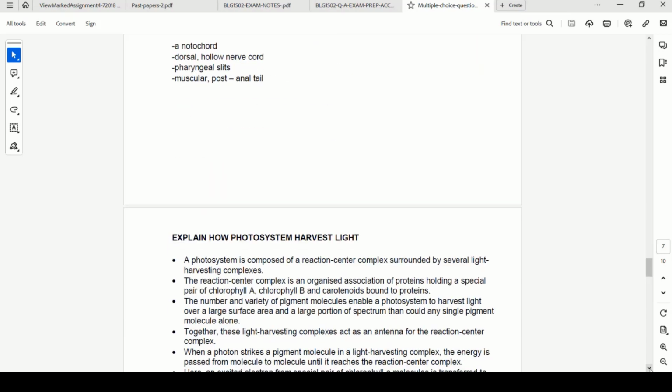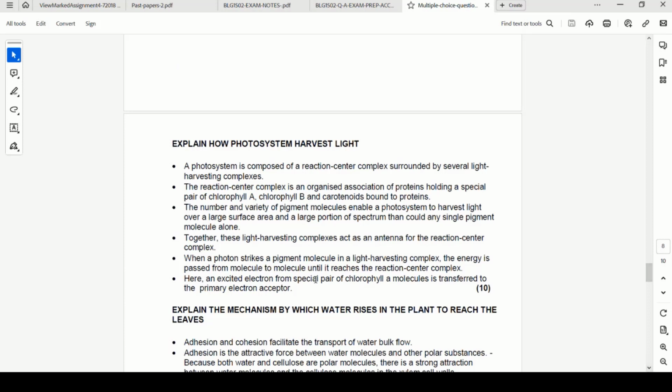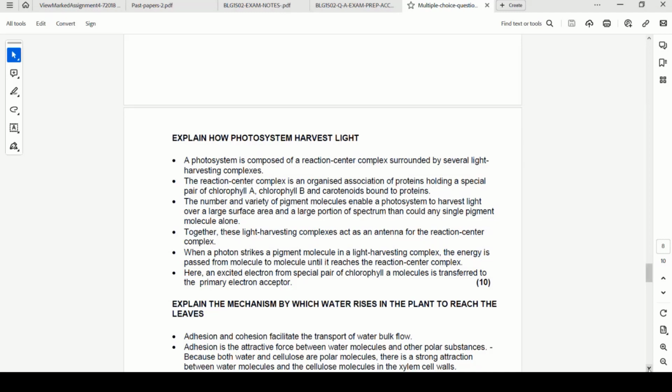Explain how a photosystem harvests light. This is a procedure that most of you are not ready to sit an exam without knowing. You're going to have to talk about this process, and some questions may come from here. If a multiple choice question is in relation to photosynthesis, you have to know it, because a photosystem is composed of a reaction center complex surrounded by several light harvesting complexes.